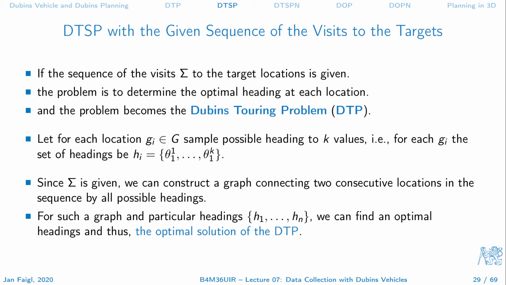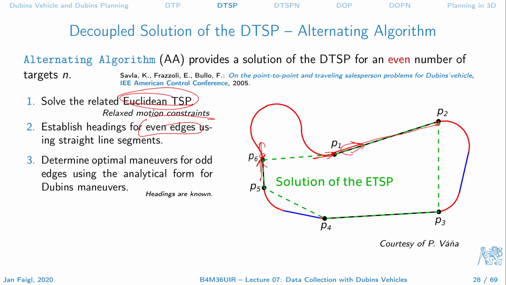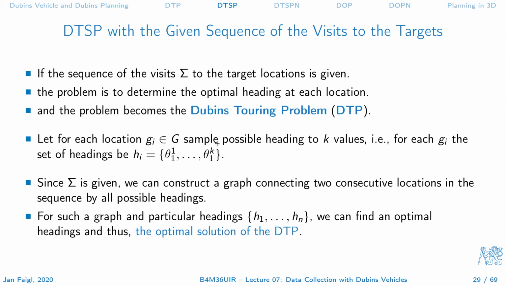So if we have a sequence of visits, we don't need to use such a very intuitive, very naive algorithm. We can use the solution of the Dubins interval problem, and we can see that we can find a very good solution.